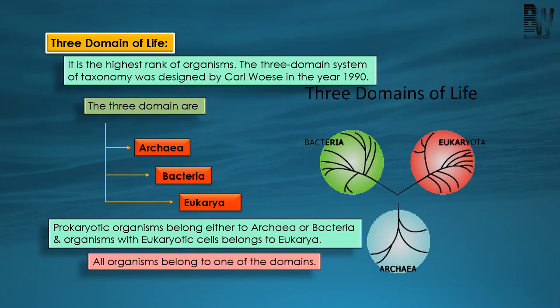Of these three, the first two, that is bacteria and archaea, include all prokaryotic organisms which are usually unicellular, and all eukaryotic organisms are studied under the domain eukarya. That means all the living organisms are included under these three domains of life.